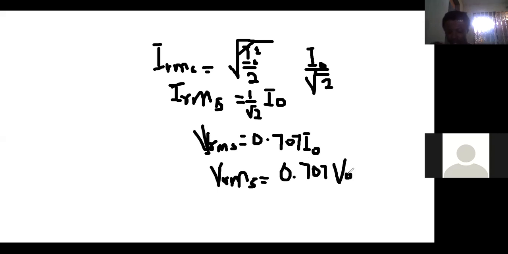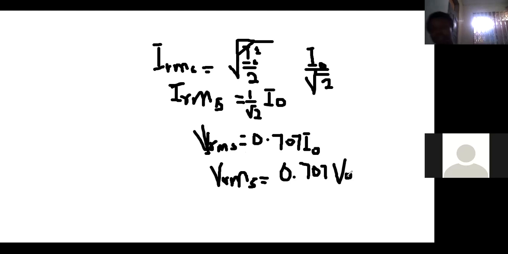The short and tall of everything we are doing here means that the root mean square current will give the same amount of heat as a constant direct current with the same magnitude. The root mean square current will dissipate the same amount of heat that this I naught will dissipate. Basically, that's what we're trying to mean.